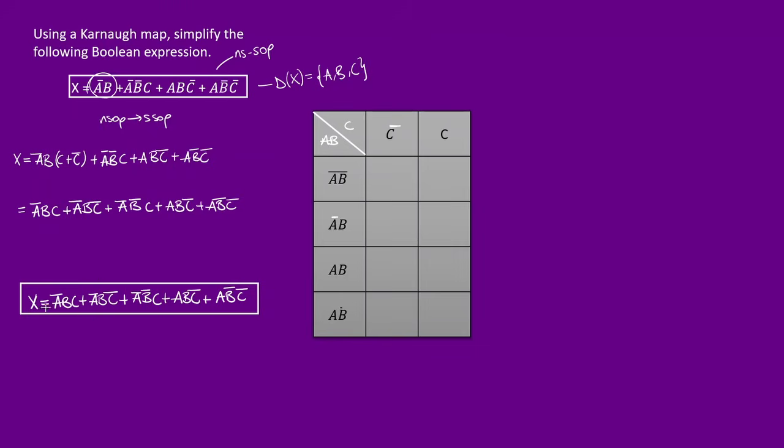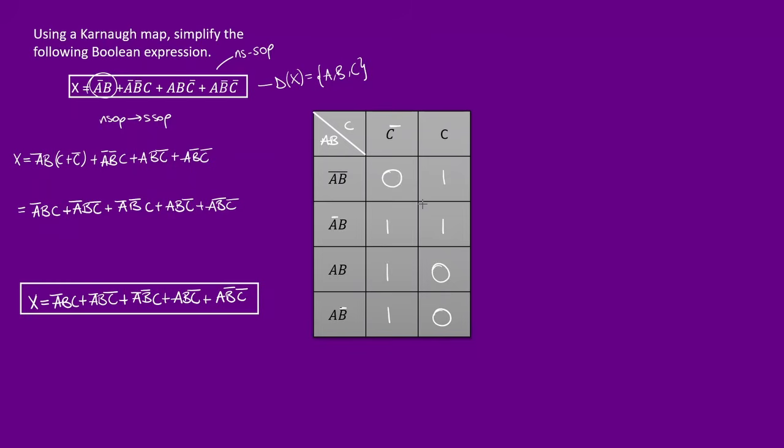So let's map this. X is equal to not A B C, so not A B C is going to be high, not A B not C, not A not B C, A B not C, and A not B not C. What we usually do is fill the rest of this up with zeros. For now, that's what we're going to be doing.